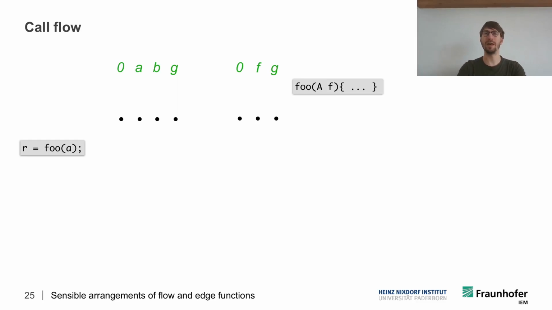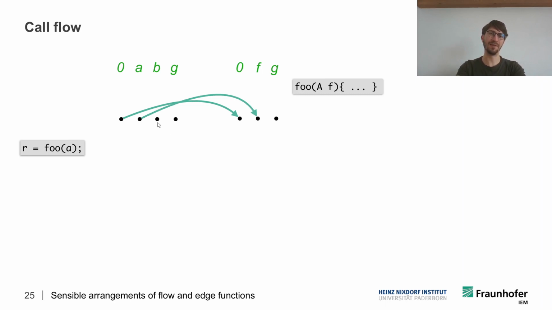Now, after the clarification of the argument passing semantics, let's look into the flow functions again. First of all, the call flow. So, consider you want to analyze this method foo here that is called at this statement. So, of course, you will propagate the zero flow fact first. Then, as A is passed into foo, you will also propagate from A to F.